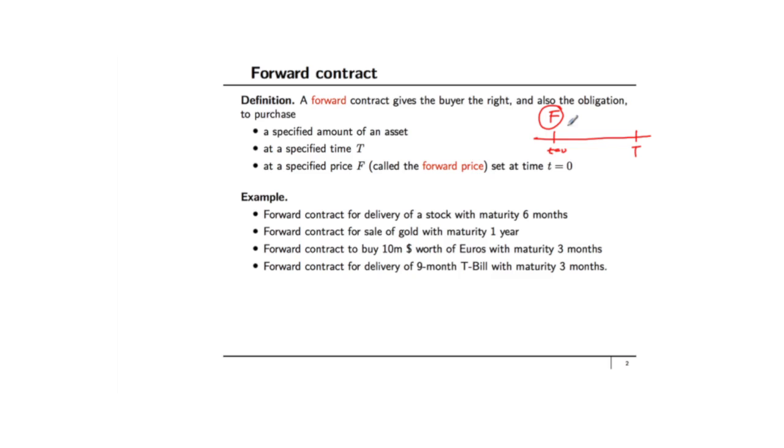There are many examples of forward contracts. Forward contract for delivery of a stock with a maturity of 6 months. Forward contract for sale of gold with a maturity of 1 year. Forward contract to buy $10 million of euros with a maturity of 3 months. Forward contract for a delivery of a 9-month T-bill with a maturity of 3 months. In all of these cases, you are being quoted a price today to purchase the quantity which has been specified in the contract at a later time, capital T. For example, in the forward contract for a delivery of a stock with maturity 6 months, you're being quoted a price today for buying a stock in 6 months.